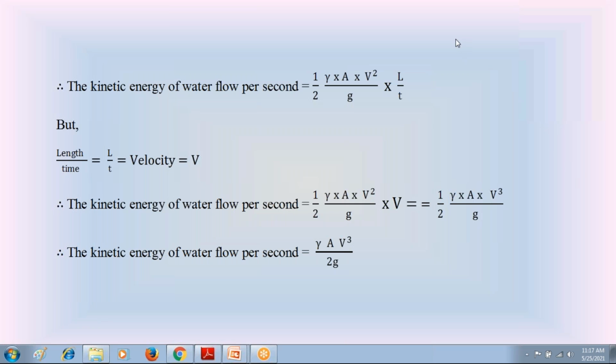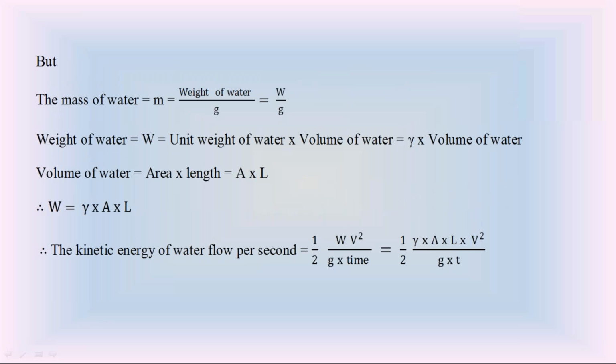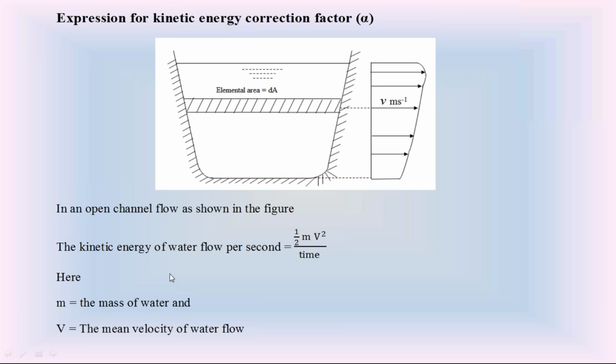Okay, please follow this derivation of equation of kinetic energy correction factor. So in this derivation, first we calculated the kinetic energy of water flow per second by using the mean velocity of water flow V, that is equal to half mv square divided by time. This m is mass of water flow in the open channel.